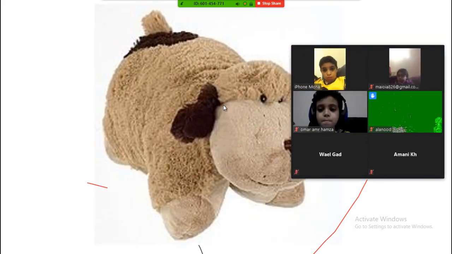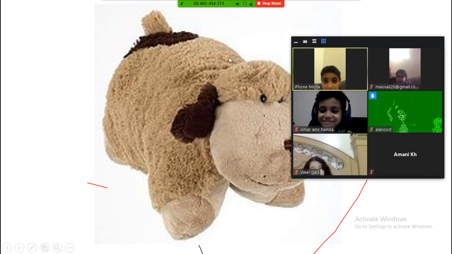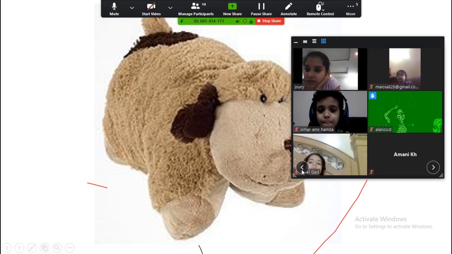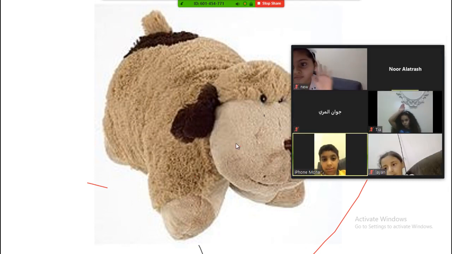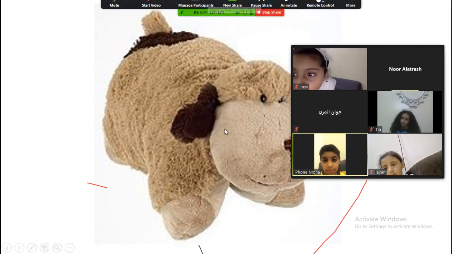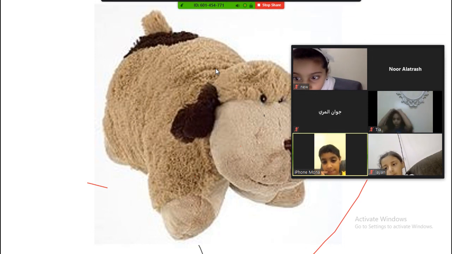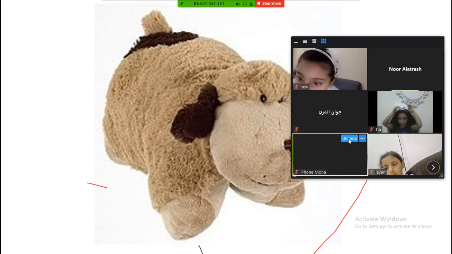Okay, now how about Hamza? Hamza, what kind of matter is this? I can't see anything. You cannot see? Can you see the picture or not? No picture. Girls and boys, if you can see the picture, wave your hand. Good, so they can see the picture. How about you, ya Hamza? No, I can't see. Can you please help him? Okay, we're going to go back for you, ya Hamza.